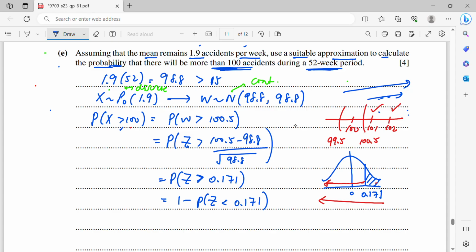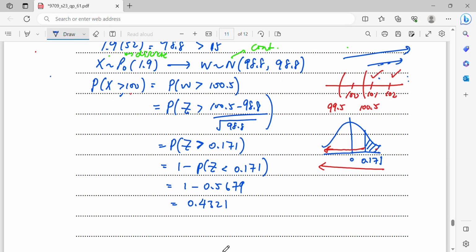Okay, so for P(Z less than 0.171), from the normal table, you will get 1 minus 0.5679. Okay, then here is 0.4321. At last, rounding to 3 significant figures, it will be 0.432. Okay, so this is the solution of this question.